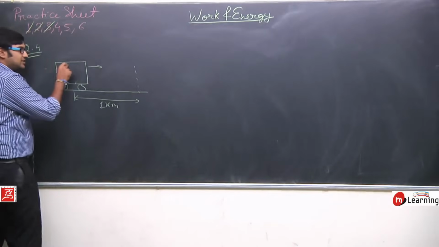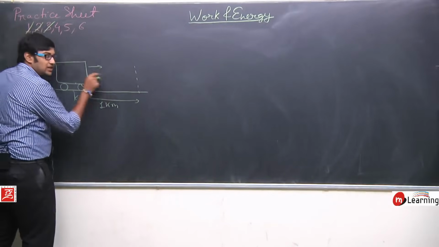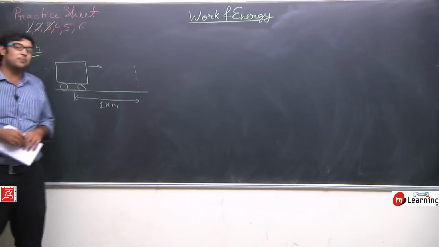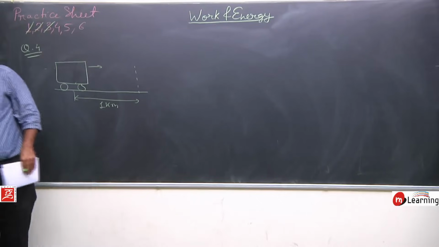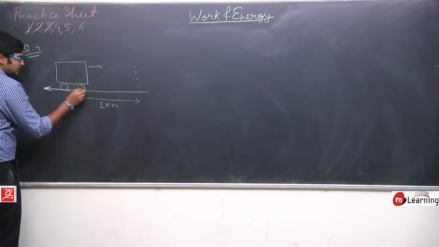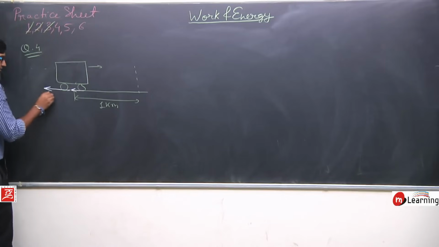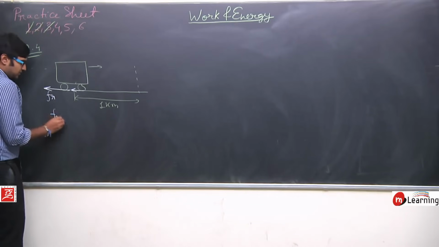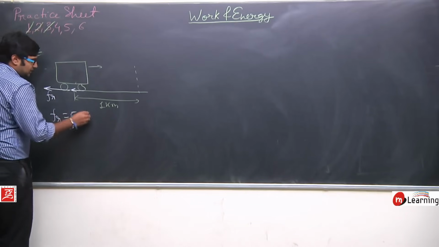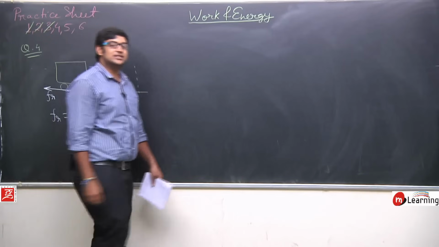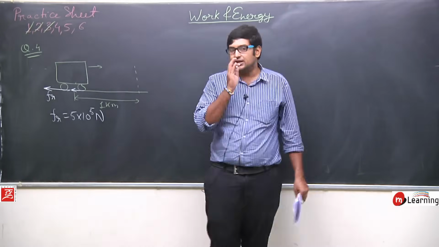Since this engine is trying to pull the train in this direction, the frictional force will try to oppose this motion and it will apply a force in this direction. This frictional force applied on the train is 5 into 10 to the power 5 newtons. This is the force applied by the frictional force.